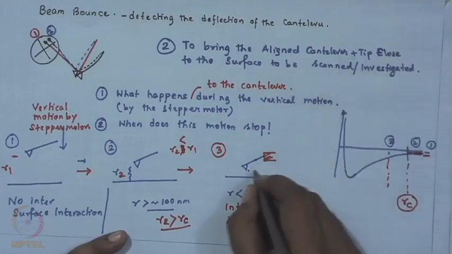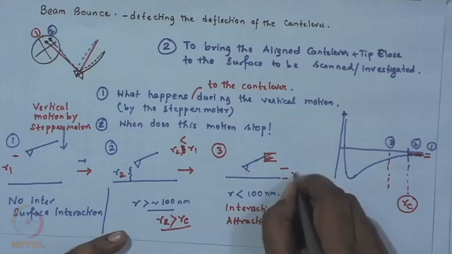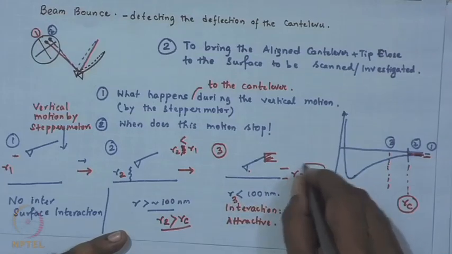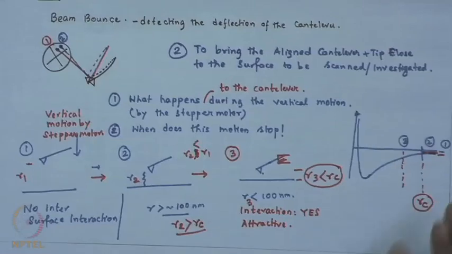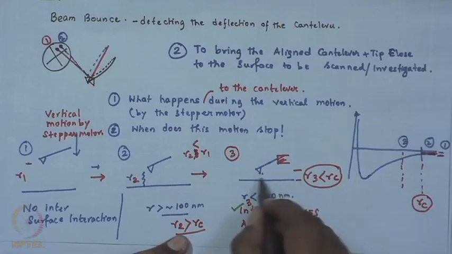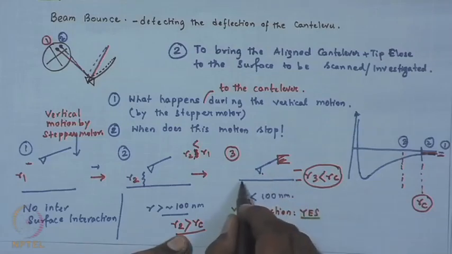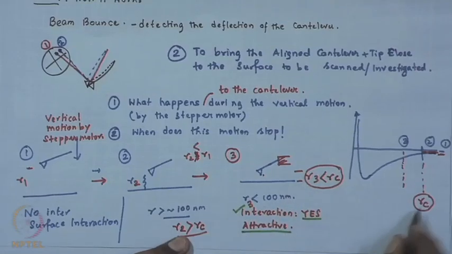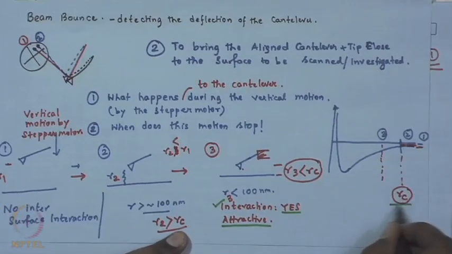what happens is the separation distance, let us say R3 over here, is now lower than RC. Therefore, the additional thing that crops up is that there is now an active interaction between the two surfaces, that is, the tip and the sample surface. And we also understand the nature of this interaction is attractive.